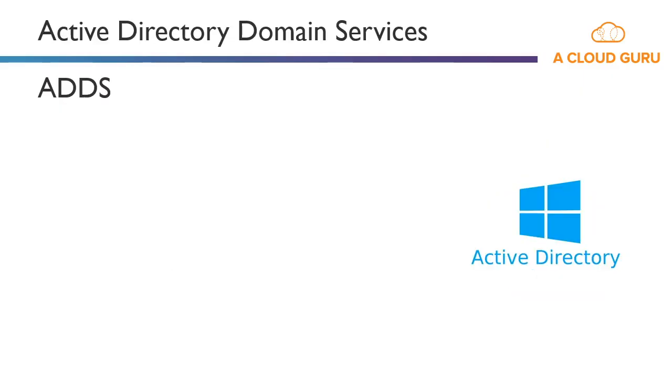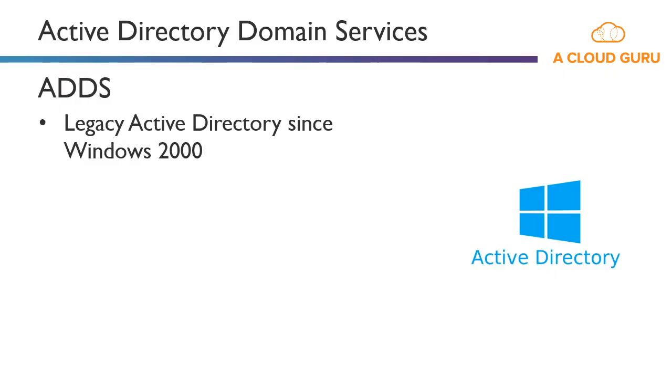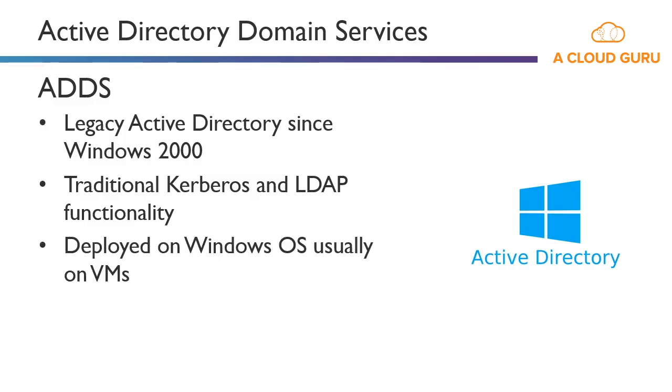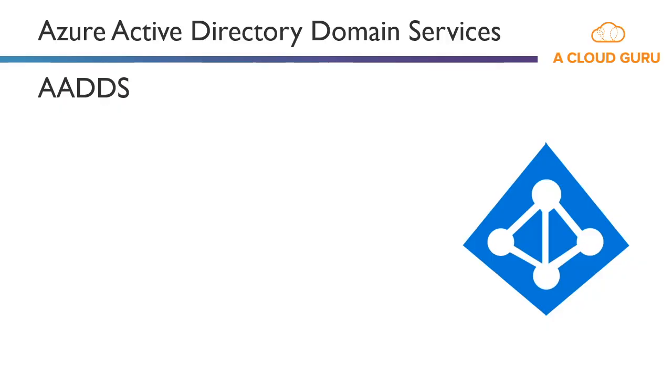Then we've got Active Directory domain services. So again, this is a Windows server with Active Directory domain services role installed on it. This is legacy Active Directory since Windows 2000. It's your traditional Kerberos and LDAP functionality that you might need. And it's deployed on Windows OSs, usually on virtual machines. So, it can still be physical in some environments today, but for the most part, most people deploy it on a virtual machine.